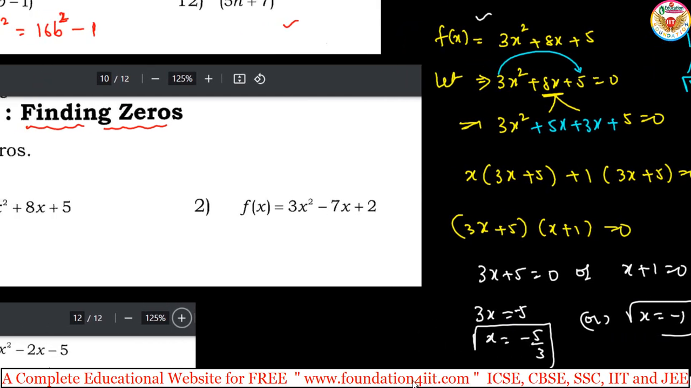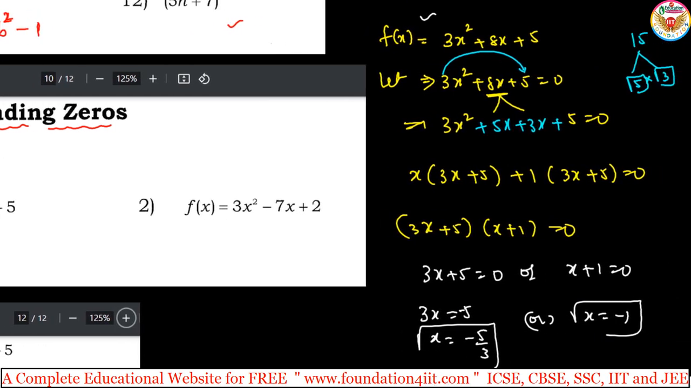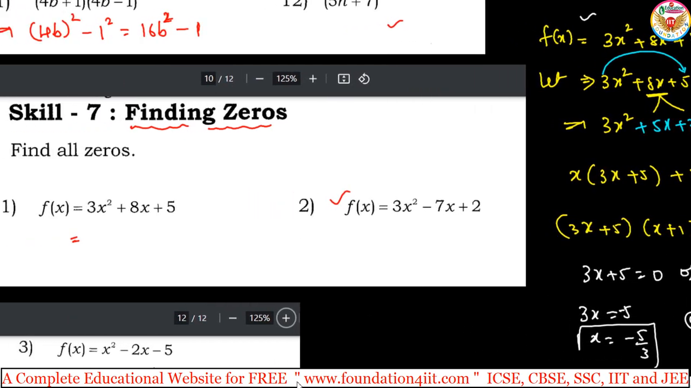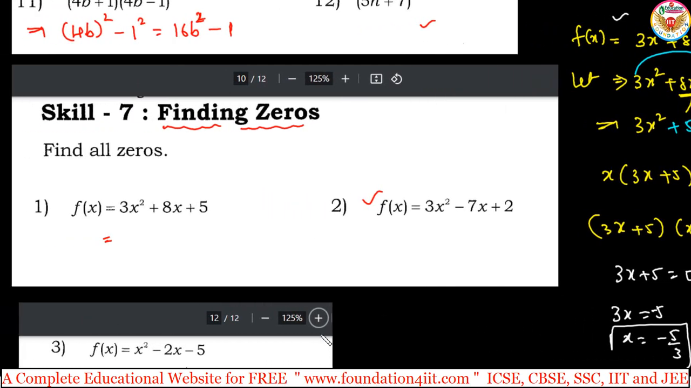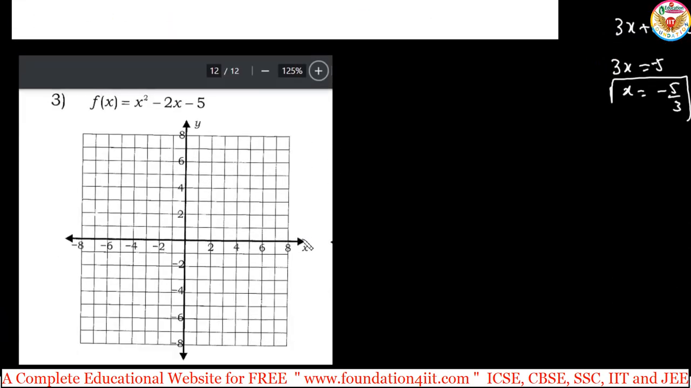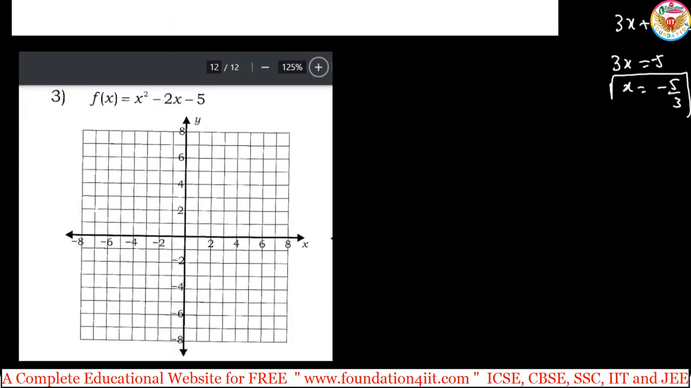Only the factorization part you need to do. You can do any number of problems like this: just factorize and use the zero product rule. Next, for the 11th page also I am giving similar problems you can do. And we have the graph problems on this page.